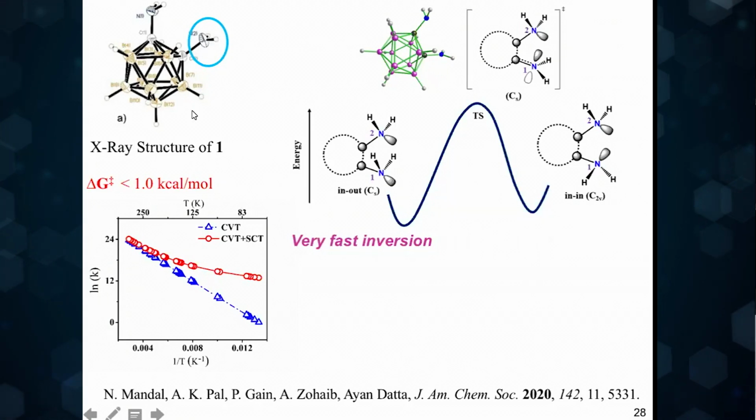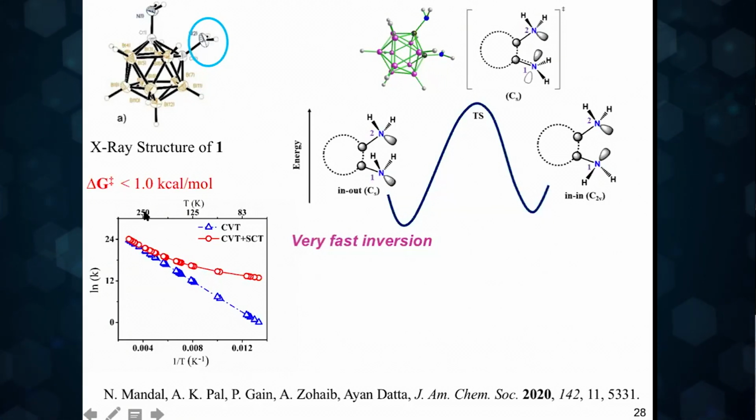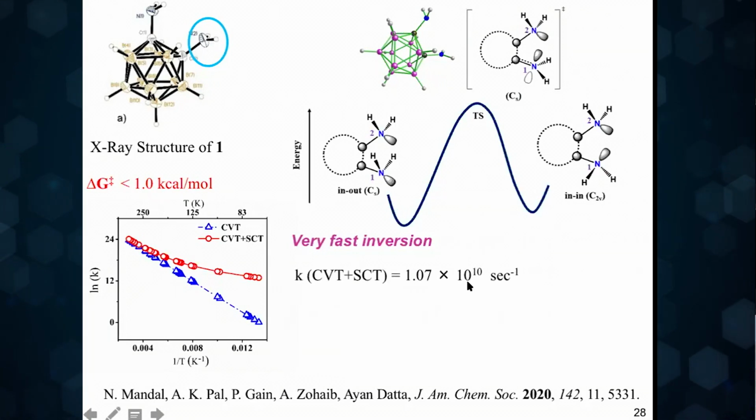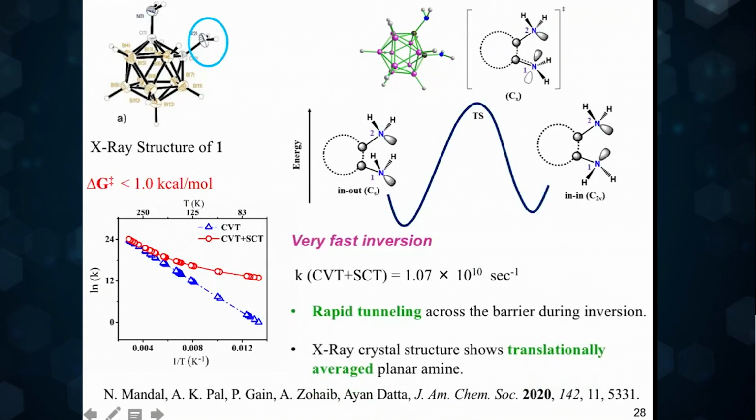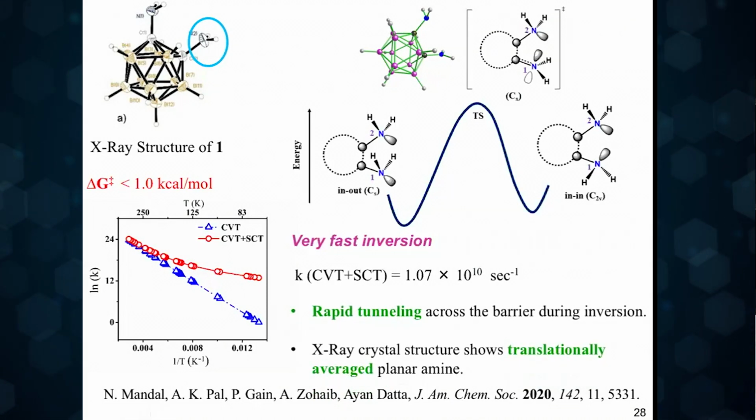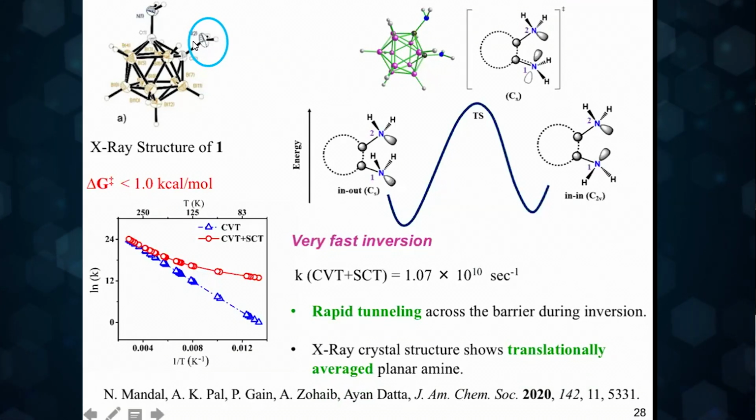Of course, the reason why this has a planar structure is because it has a very small barrier, and as a result, the reaction is happening very fast. And of course, it has a huge contribution from the tunneling of the hydrogen atoms across the nitrogen. Because of this rapid tunneling, when you take an average crystallographic picture, you will see that this nitrogen is planar. So in other words, you have been able to stabilize in some sense a transition state like structure.